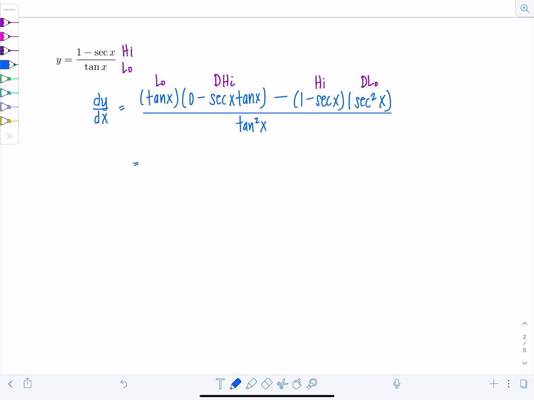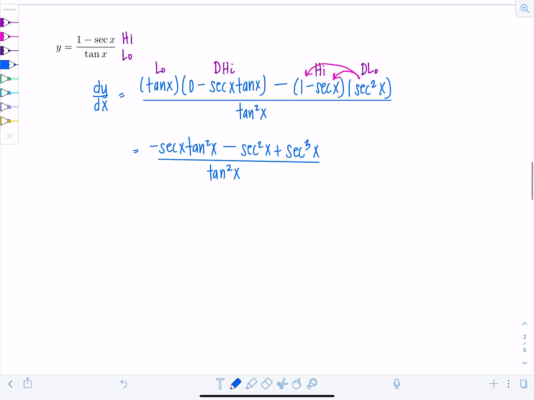You might be amazed. Okay, so tangent x times negative secant x tan x, that's just negative secant x tan squared x, minus, and then I'm going to distribute this secant squared x. So here we go, minus secant squared x plus secant cubed x, over tangent squared x.